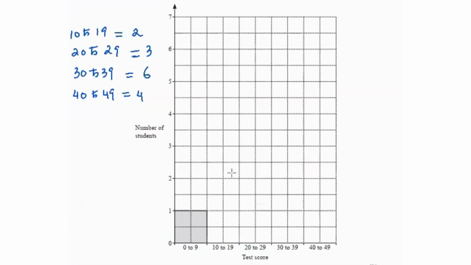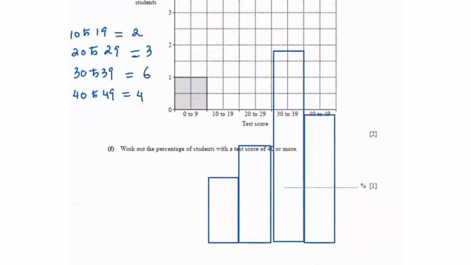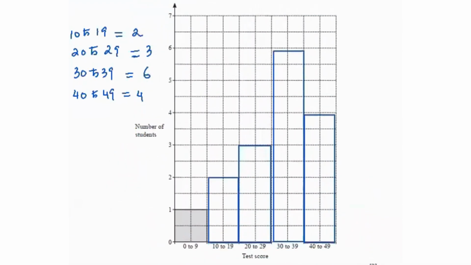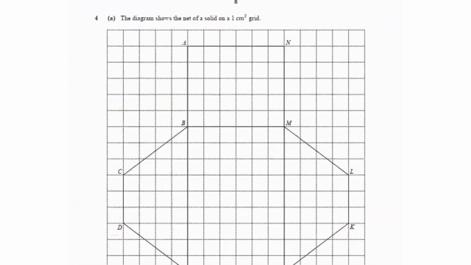So if I make this, for the first one, it's going to be like this. For the second one, it's going to be like this. Third one is this. And the last one is this. Then it says, work out the percentage of students with a test score of 40 or more. So 40 or more is basically this bar. So that's 4 students. So 4 over the total, which was 16, times 100, that is 25%.